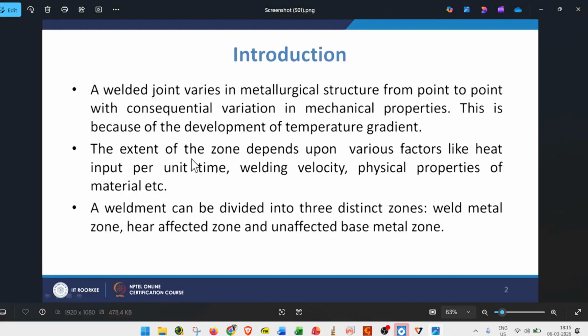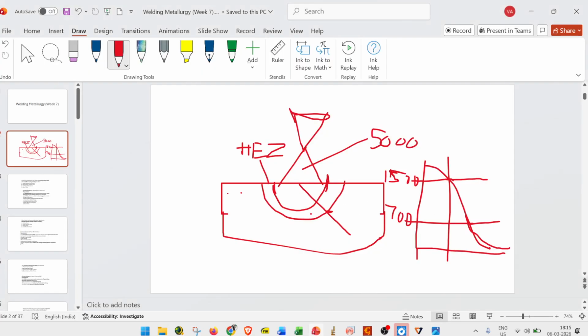Okay, the extent of the zone depends upon various factors like heat input per unit time, welding velocity, and physical properties of the material. So the zone will be affected by different factors. One is heat input per unit time.